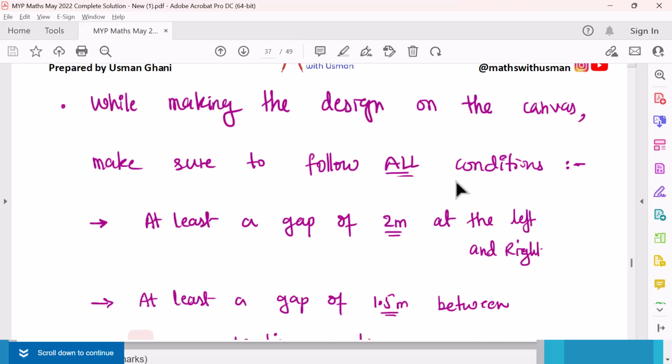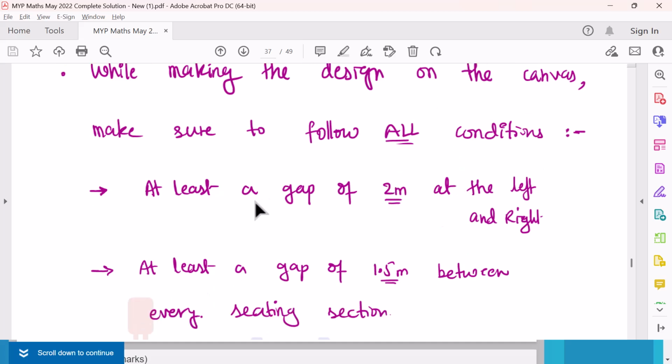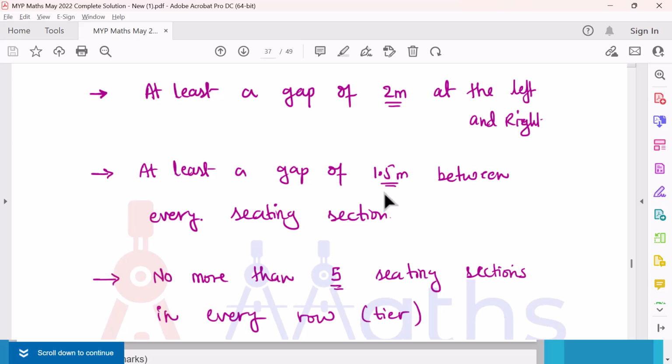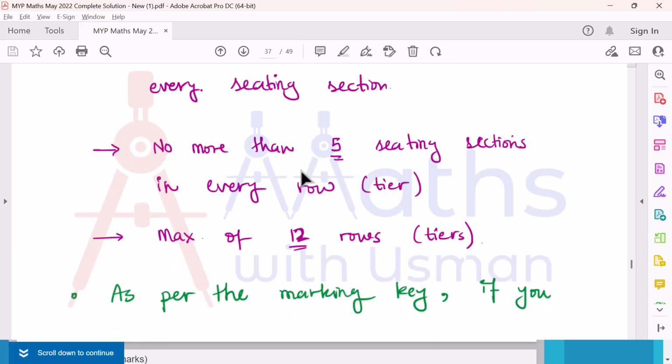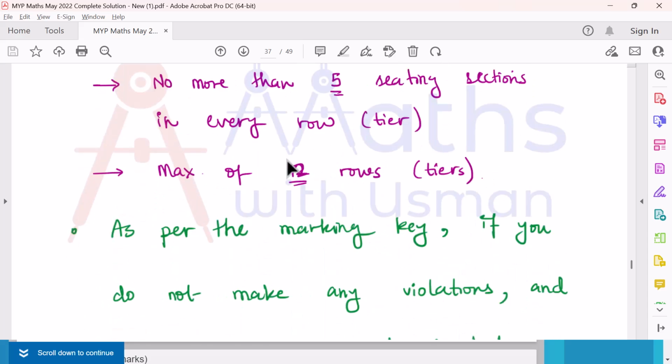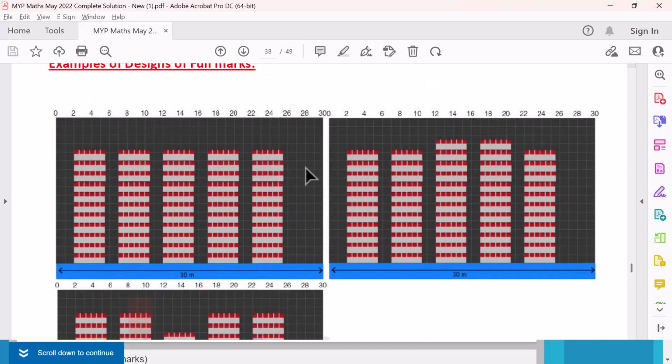Okay, so while making your designs, make sure to follow all the conditions. Leave a gap of 2 meters at the start and at the end. Leave a gap of 1.5 between every seating section, and don't have more than 5 seating sections. Don't have more than 12 rows. Okay, so I have 5 seating sections.